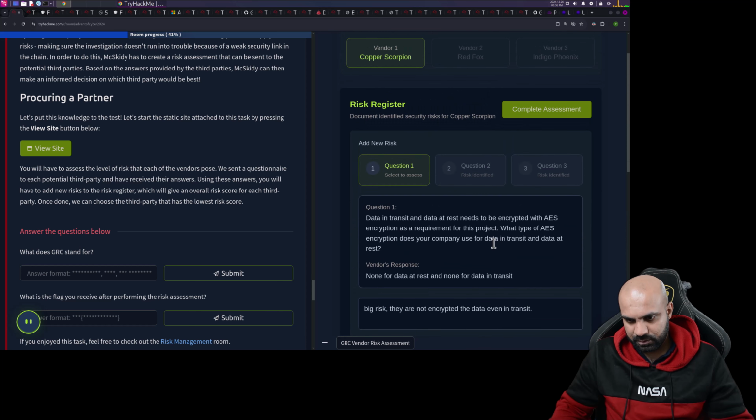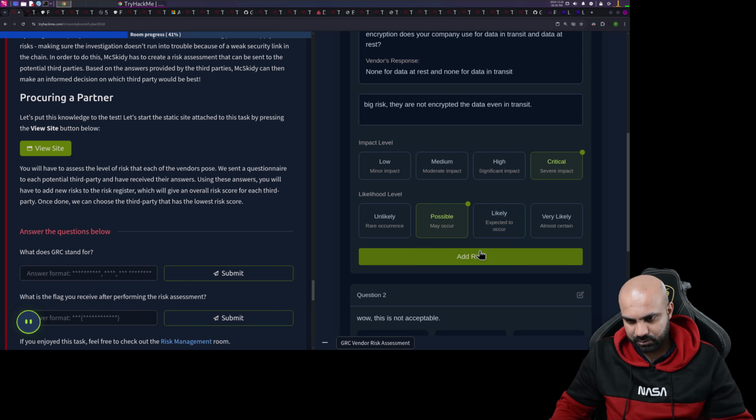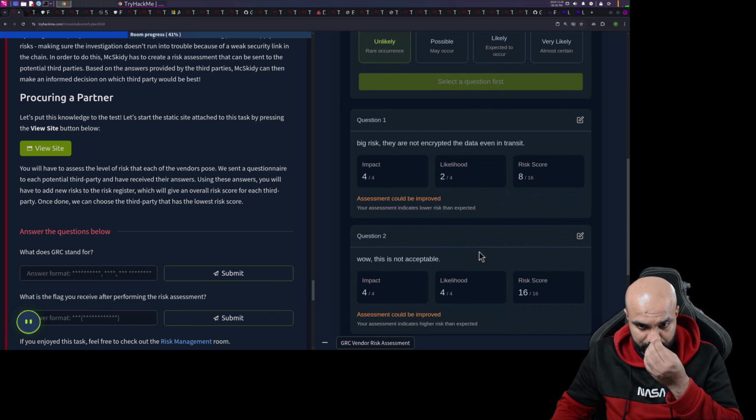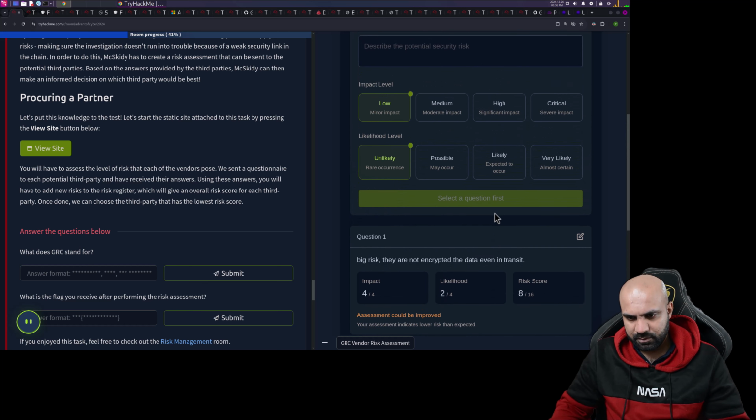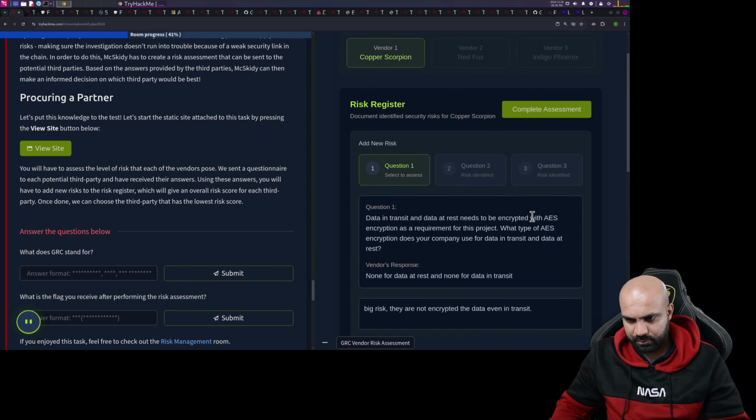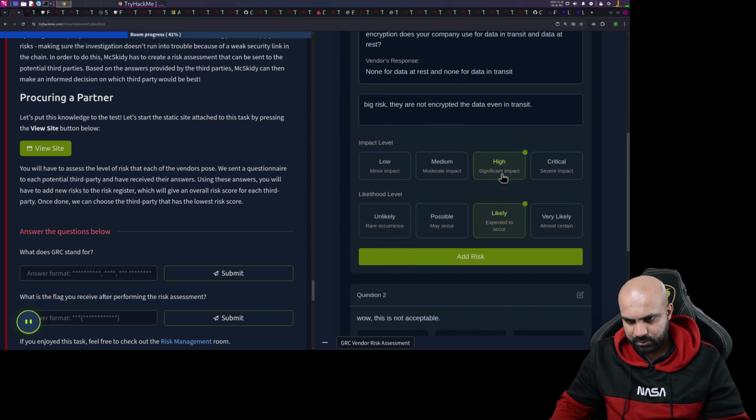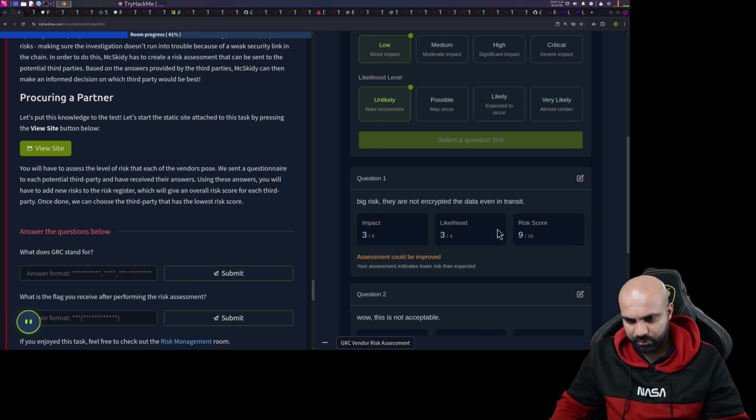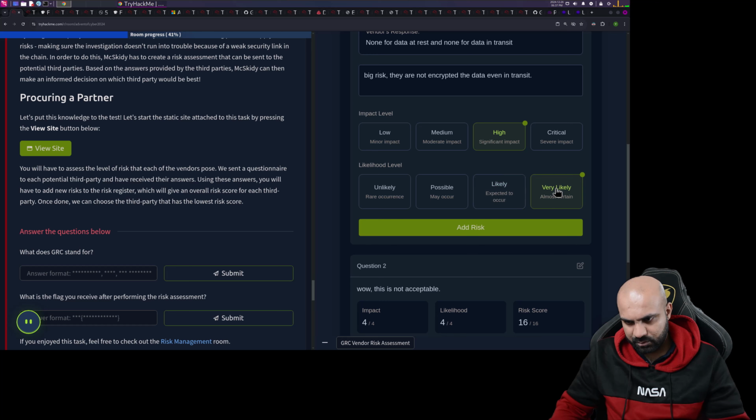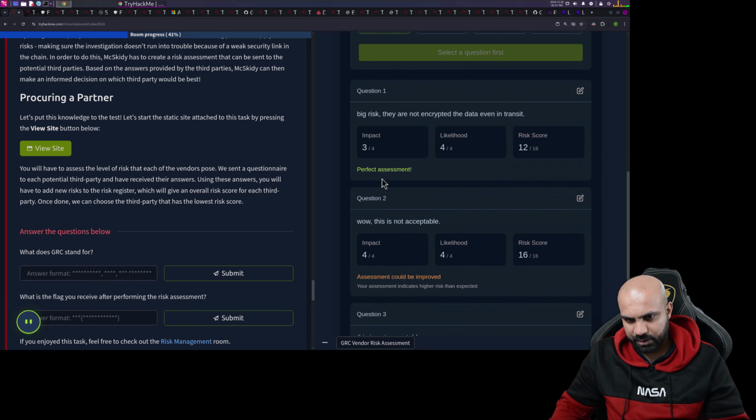Impact and likelihood. Okay, let's go with the possible. Assessment could be improved. Your assessment indicates lower risk than expected. What about now? Assessment could be improved. Your assessment indicates lower risk than expected. What about now? Yeah, perfect assessment.